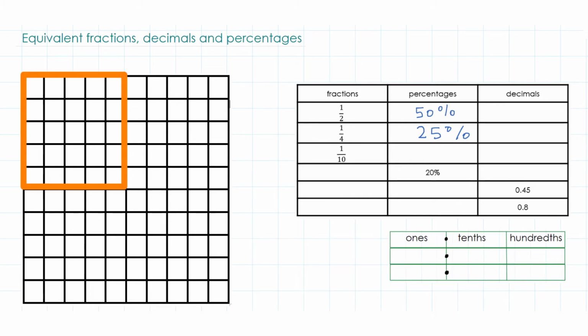Next one. 1/10. That's 1/10, isn't it? 1 row out of 10 rows in total. So as a percentage, it's 10 out of 100. I've covered 10 squares out of 100 squares in total, 10%.